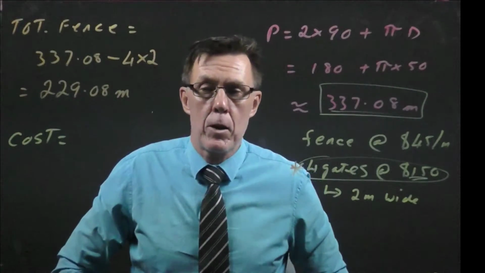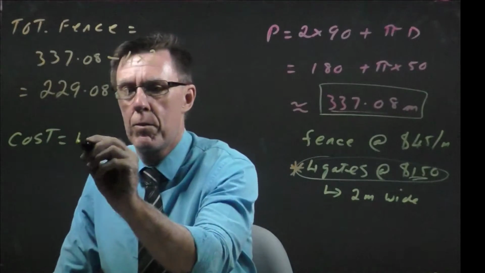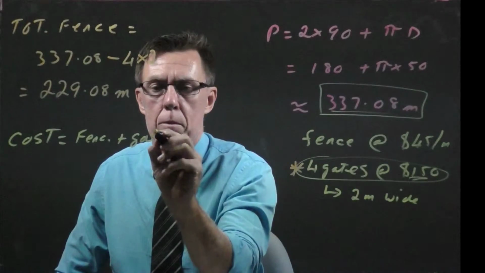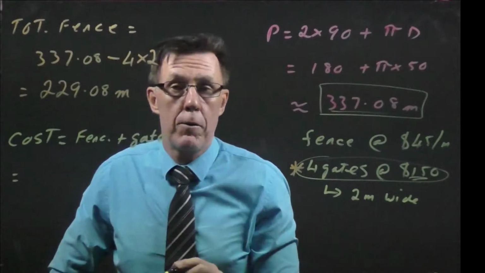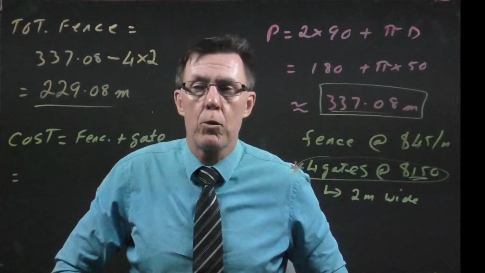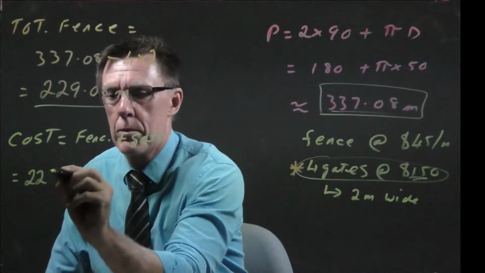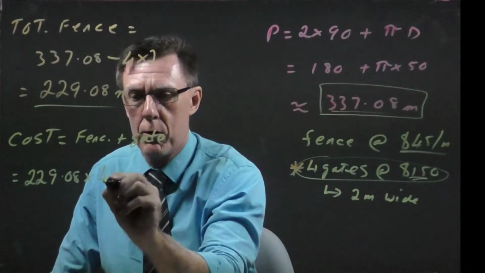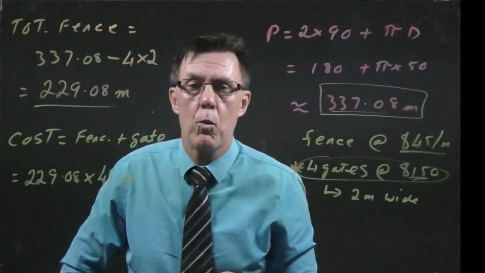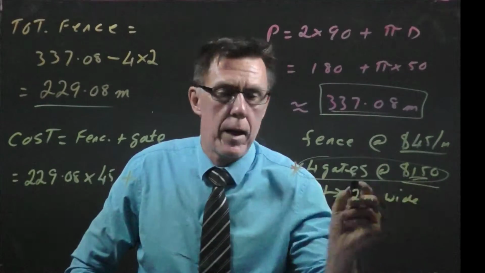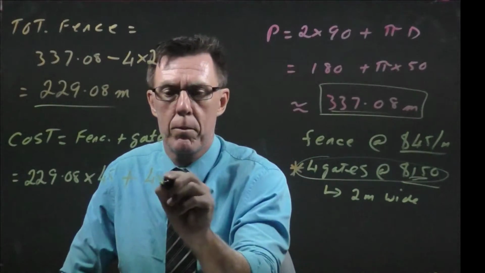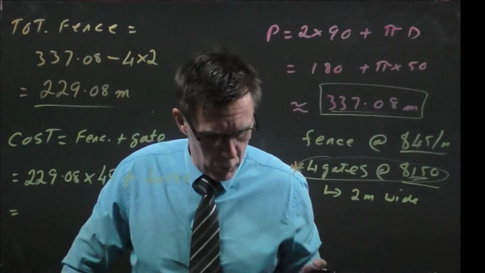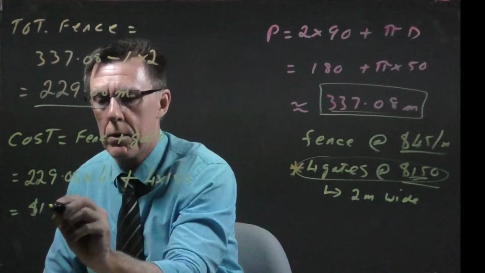So for the cost, it's going to be the cost of the fencing plus the cost of the gate. Cost of the fencing will be total distance of the fence multiplied by its cost, $45 a metre. To that we add the cost of one gate is $150 and we have 4 of them. Plugged it into the calculator, comes to 15,408.58.